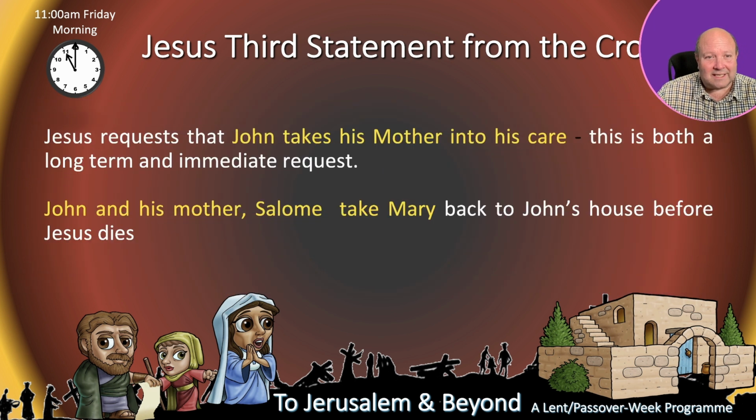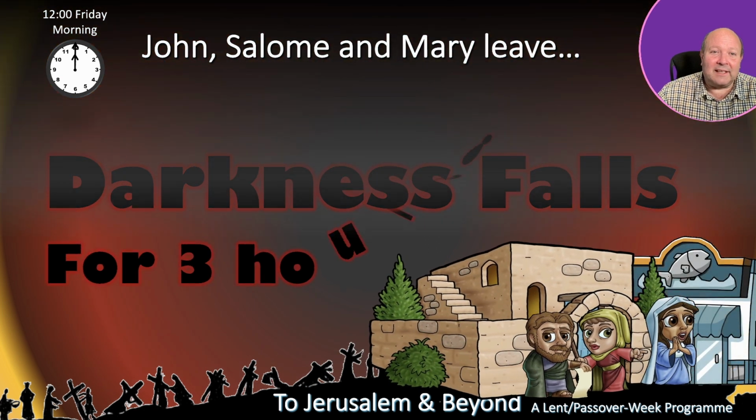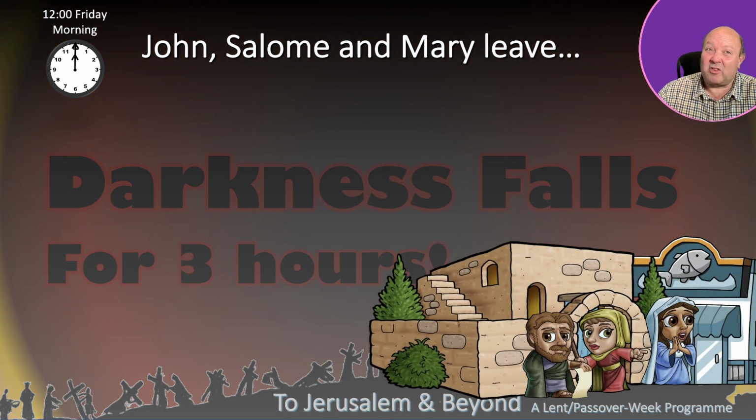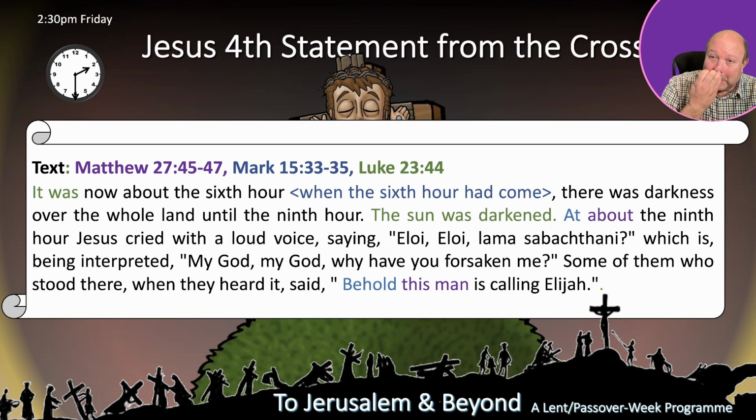But John and his mother Salome take Mary back to John's house before Jesus dies. And at that point, then darkness falls for about 3 hours after John and Salome and Mary have left. So during that process we have a fourth statement from Jesus on the cross. This is not covered by John's gospel because obviously John has just left at this point. So we've just got it in Matthew, Mark and Luke.